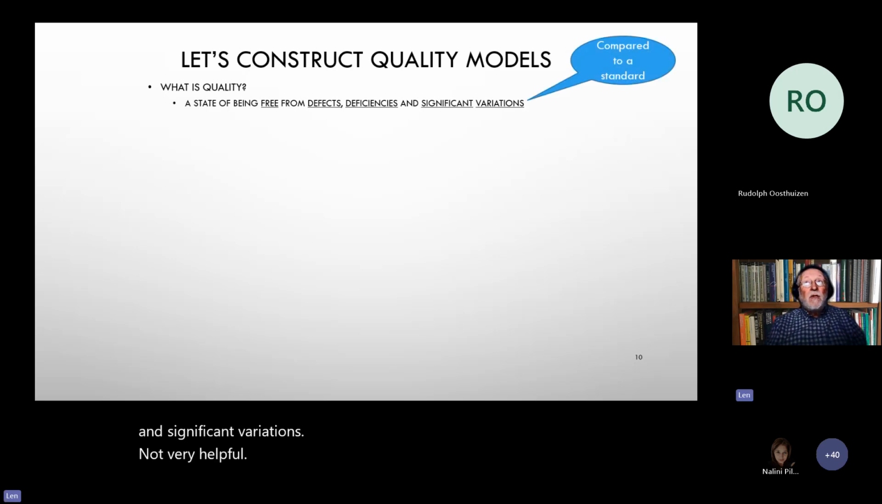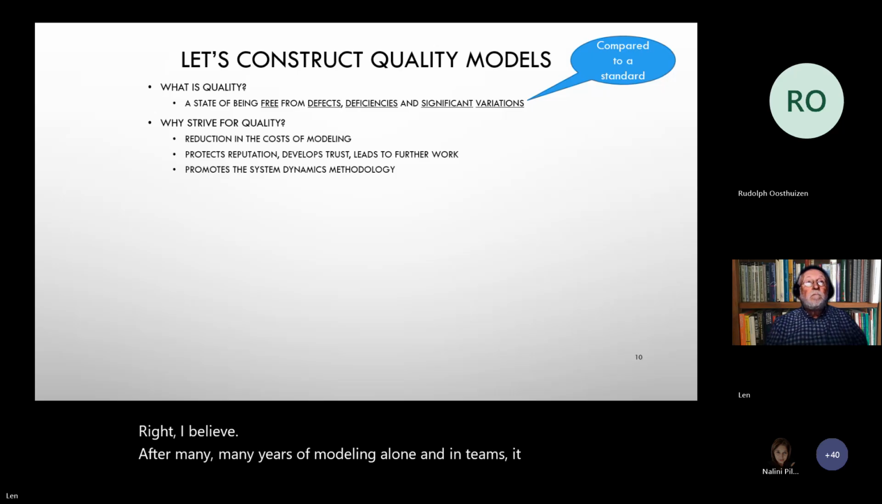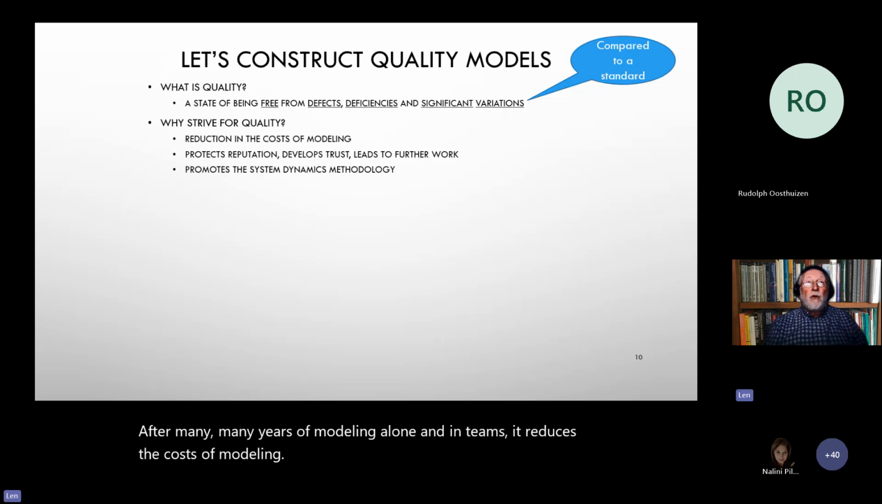And you also have to have a standard if you're going to find defects, deficiencies, and significant variations. Okay. Why do we care? I believe, after many, many years of modeling, alone and in teams, it reduces the costs of modeling. It protects your reputation, develops trust, leads to further work.